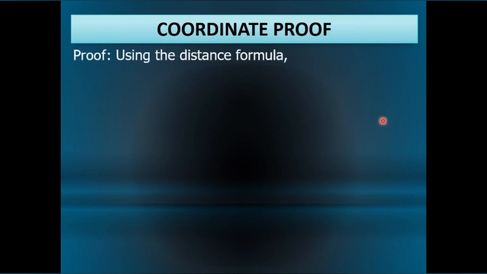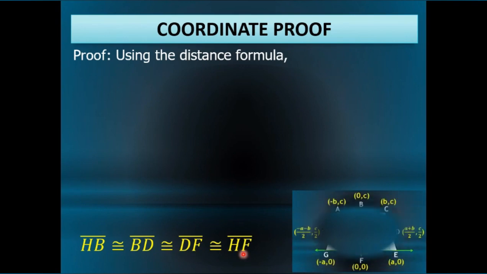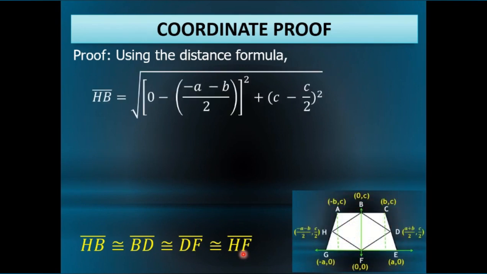So let us now prove by using the distance formula. Let us prove that the line segment HB is congruent to line segment BD and also congruent to line segment DF. The same thing with the line segment HF. So again, this is our given figure a while ago. So first, let us have the line segment HB.